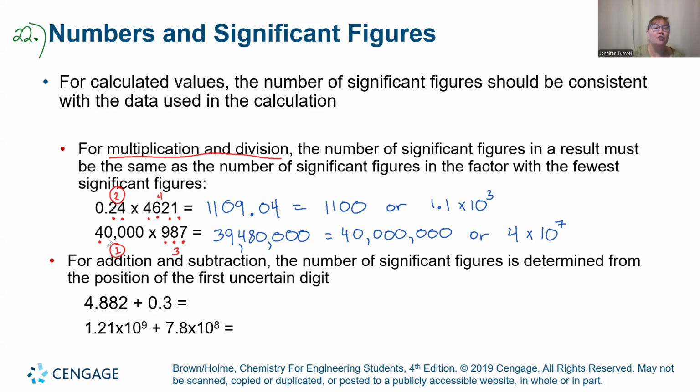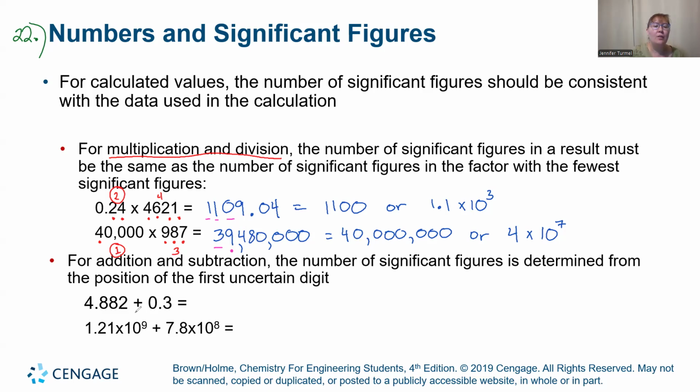So make sure you don't just report this as 4. Sometimes people will leave off those zeros, and it's really important that you keep your magnitude correct. And you'll notice in this case that I rounded up. In the first case, I took this value 1109 and the 0 rounded that down to 1100. But here, the 9 rounds up. So 39,480 becomes 4.